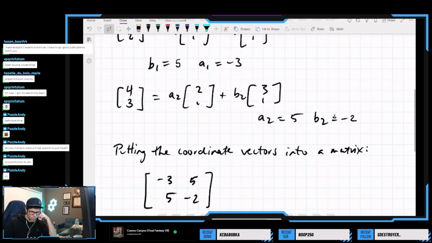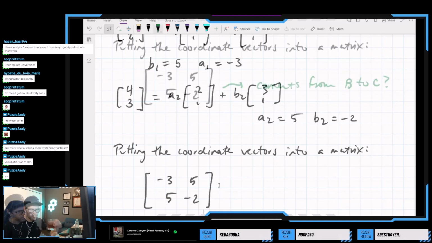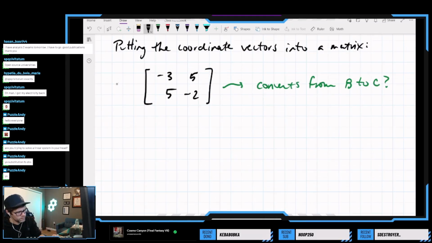Now these are coordinate vectors with respect to the C basis. Right? Each column is a coordinate vector with respect to the C basis. So is this a conversion matrix that would get us from B to C? That would be my question. So let's call this A.